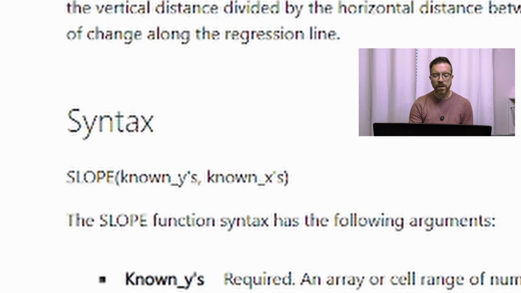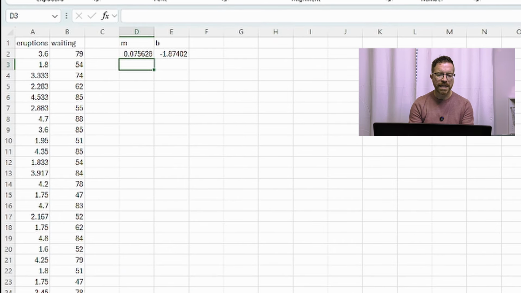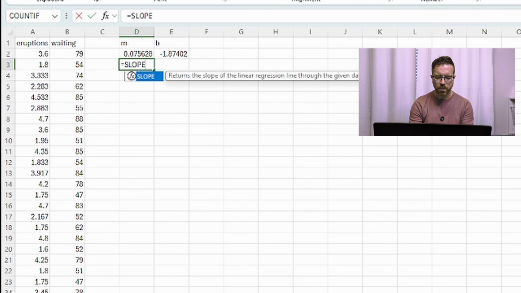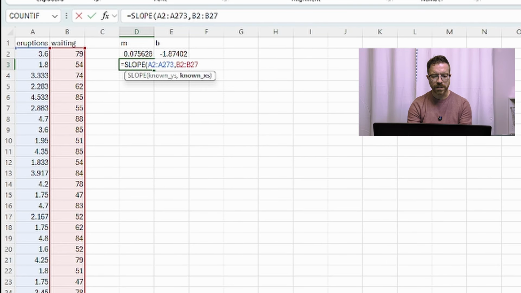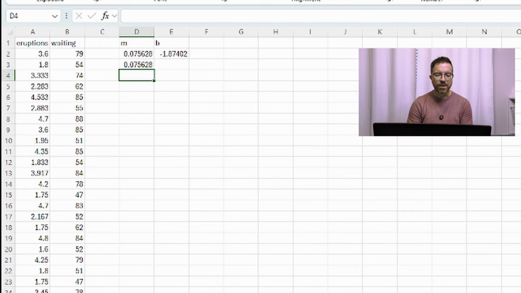So in Excel, you can use slope, all caps, again, parentheses, your y values, comma, your x values. So let's say we did that. So we have our m here, this will be our slope. So we do equals slope, and then we select our y values, which were A2 through A273, comma, and then we do our x values, B2 through B273, in parentheses, and we get 0.075628, just like our LINEST told us.